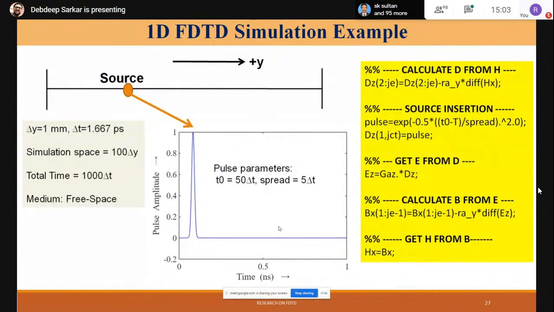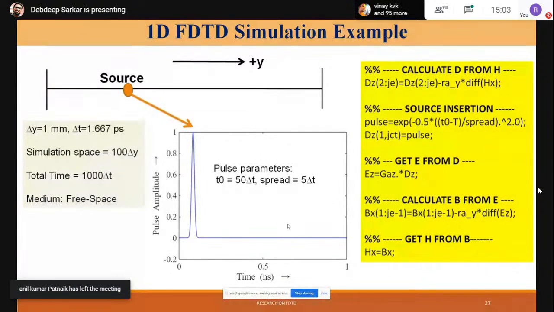How much time do I have? You can continue up to 3:30. Okay, sure. I want to take some time to explain this part, so I think that will be good.